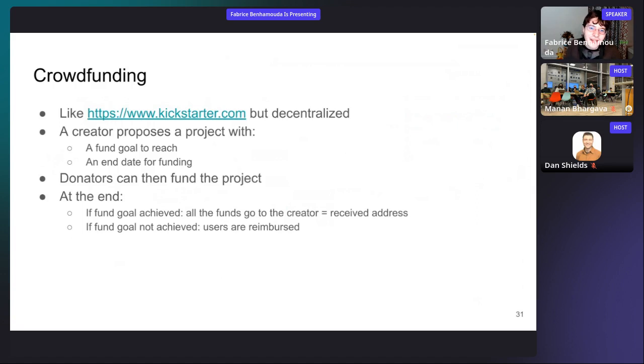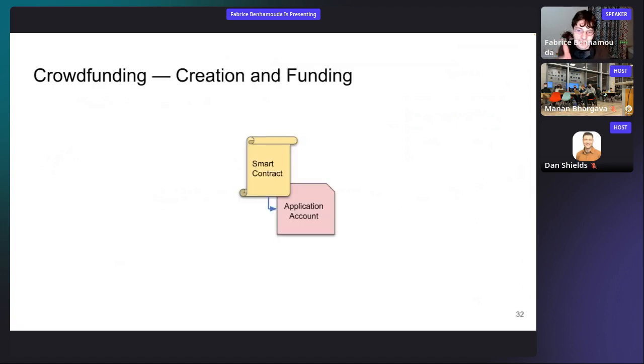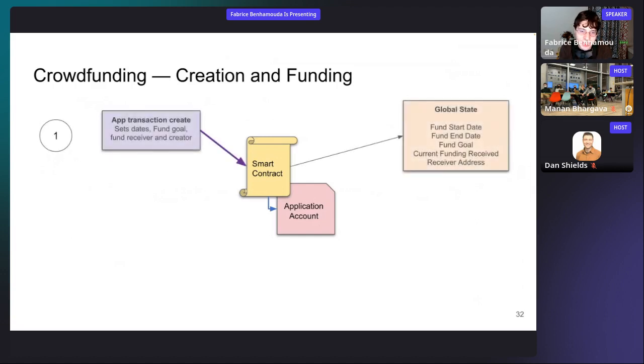So what I wanted to say is that Kickstarter exists, but it's not decentralized. There is a central authority that manages all of it, and smart contracts allow you to completely decentralize it, so there is no central authority. The blockchain is controlling everything. And here is how you do it on Algorand. You would have the smart contract that is created by the creator.